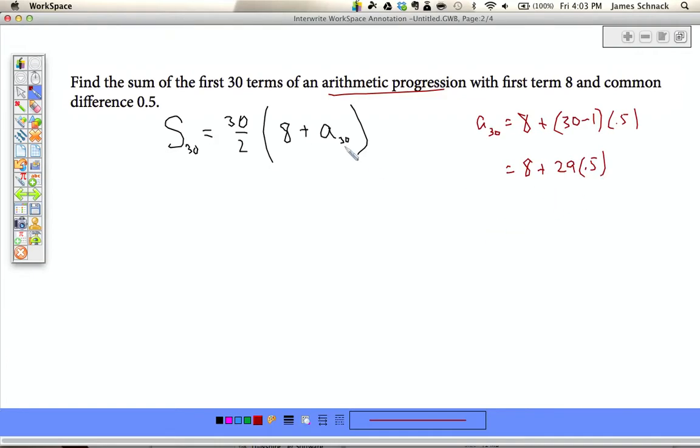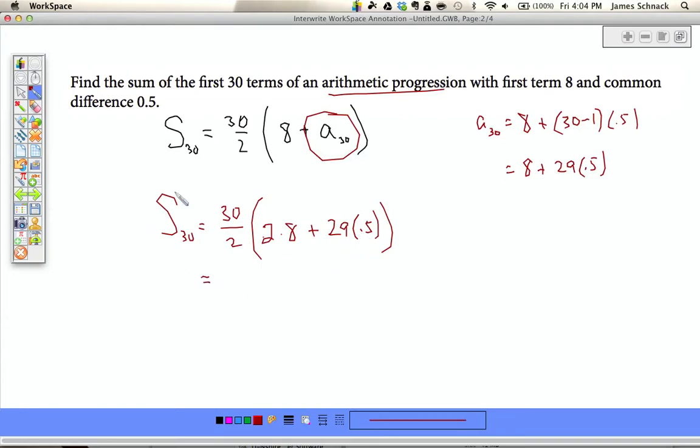And we can take that and plug it in right here for our A30. So S30, if we do it that way, we will get the exact same thing as if I would have done 30 over 2 times 8 plus 29 times 0.5. That's the second formula, 2 times A1 plus n minus 1 times D.